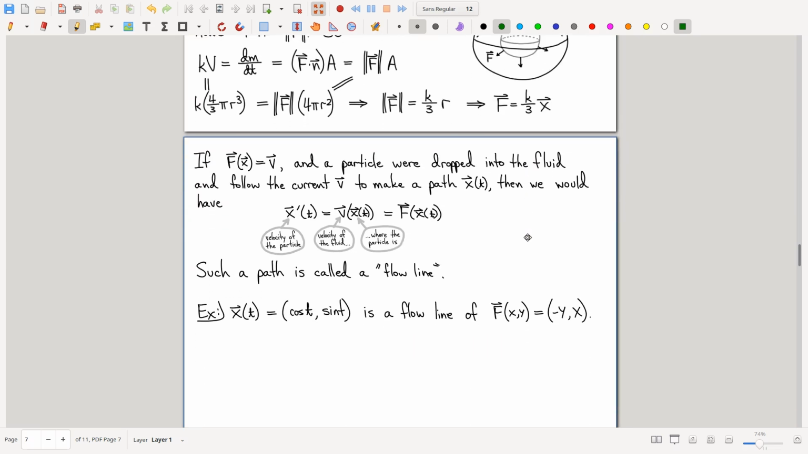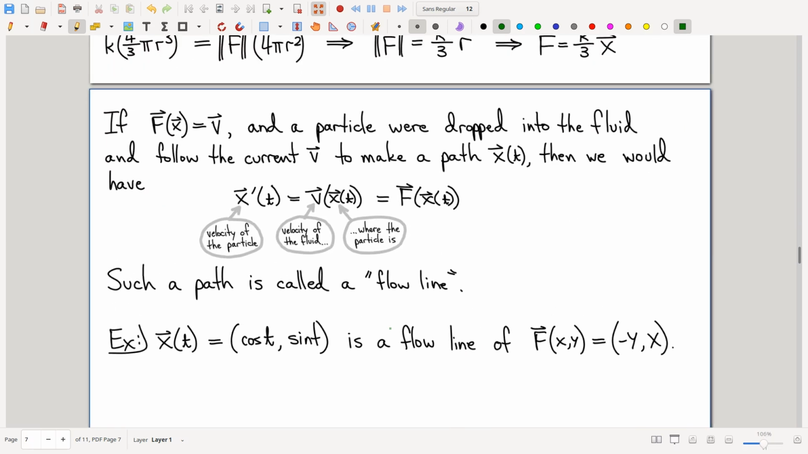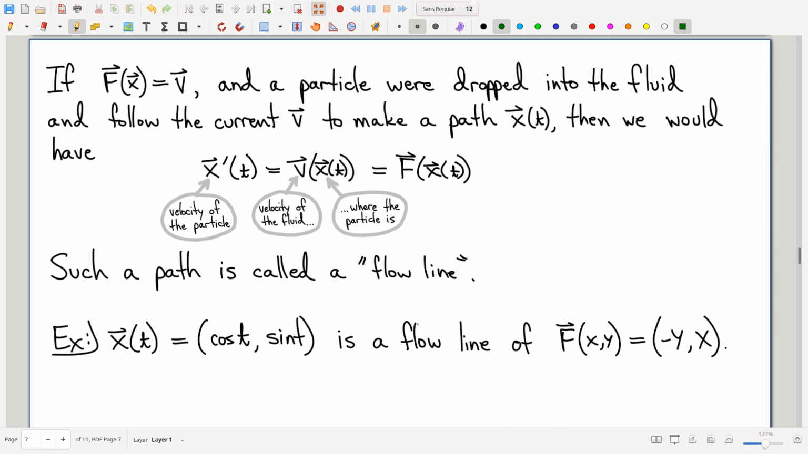Okay, moving along. So here is a related idea, something called a flow line. The scenario here is actually pretty believable. I think this is a very natural thing to want to do. So given a vector field, again, to be interpreted as representing a fluid flow, in particular the vector field telling us the velocity at any given point, let's just say.